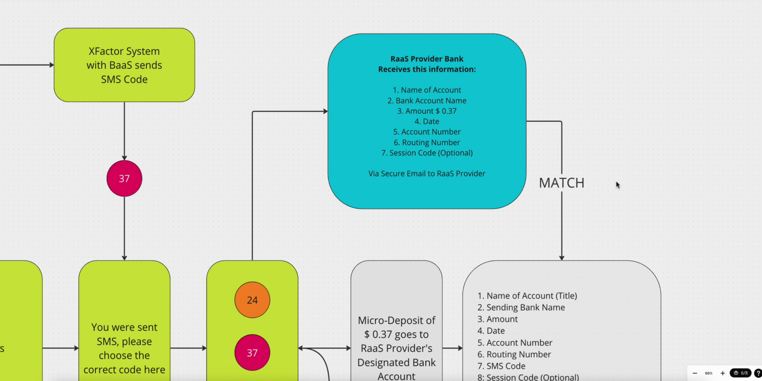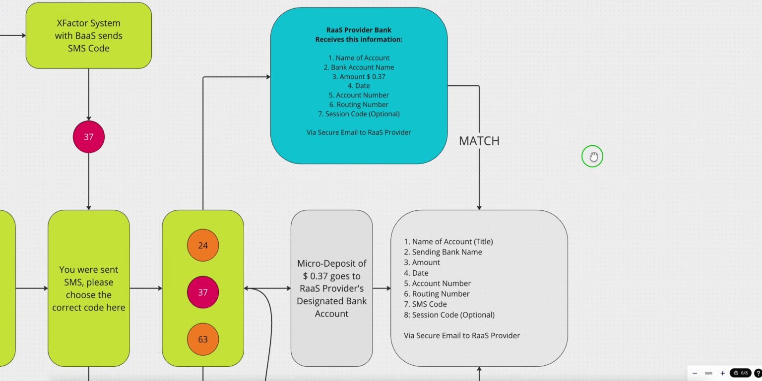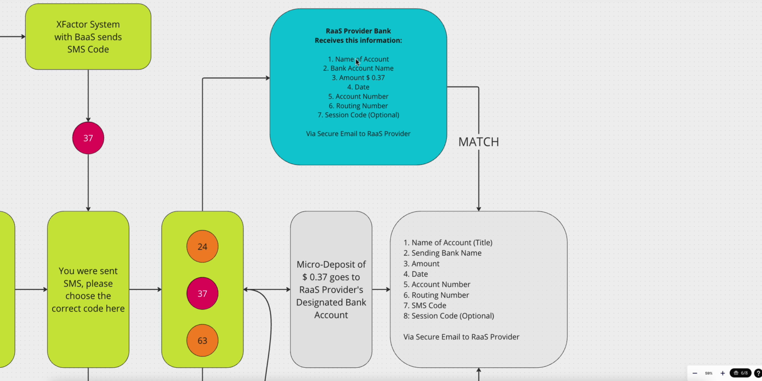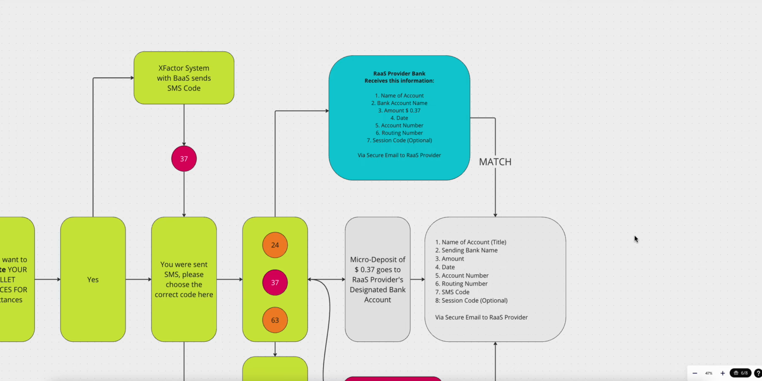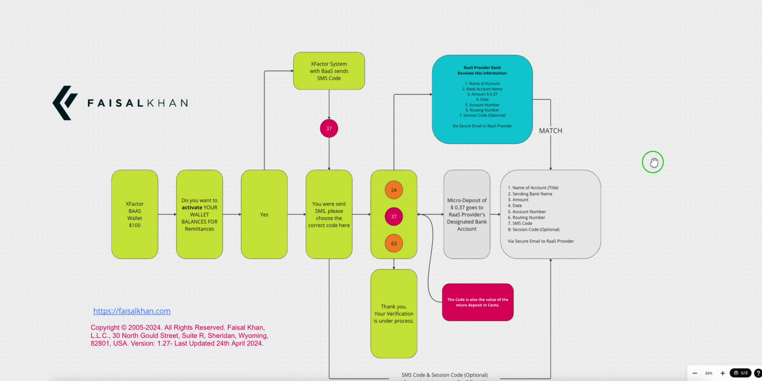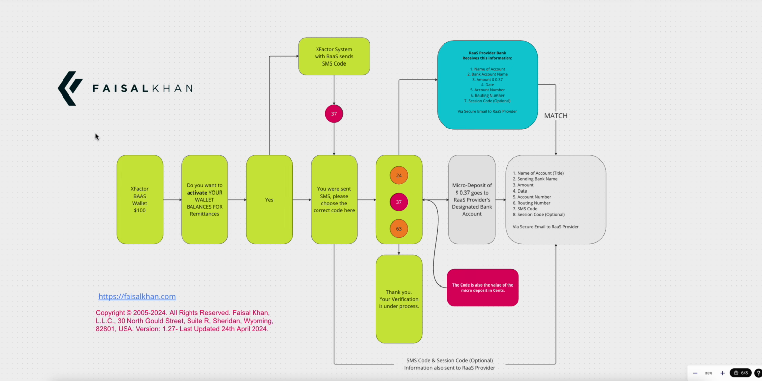So what does this mean? When you have a match of the name of the account with the name of the account you got in the email, with the bank account name, with the name you got in the email, the amount, the date, the account number, the routing number, and the session code, that means you are tying two disparate systems together. This means you are proving beyond a doubt to the Remittance as a service provider that this BaaS provider, wallet operator, owner, the user, the customer is the actual person.